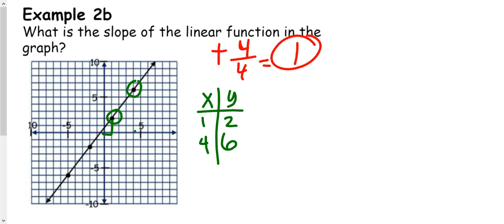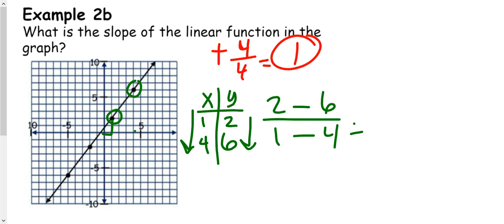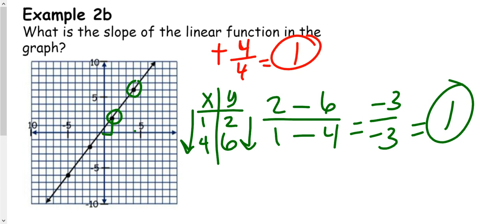Okay? So if we set up our math, remember we subtract what over what? It's always y's over x's. So 2 minus 6 over 1 minus 4. I get a negative 3 over negative 3, which reduces to positive 1.